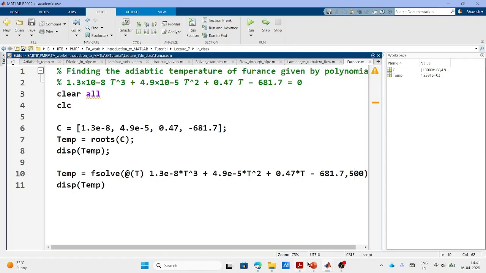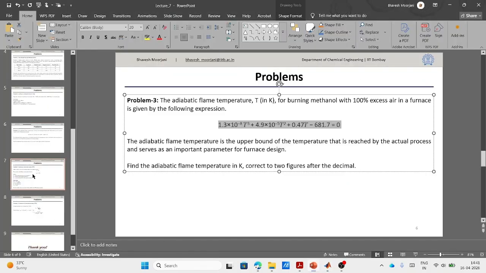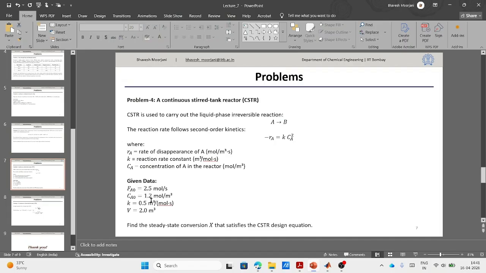So again, every method has some advantage and disadvantage, but which method to use will depend upon what kind of problem you are solving. Okay. And then lastly, the final problem is the steady state CSTR problem. In this problem, what has been given to us is that a CSTR is used to carry out a liquid phase irreversible reaction A giving the product B, and the reaction rate is of the second order, which is given as k C_A squared. We have been provided with the reactor data.